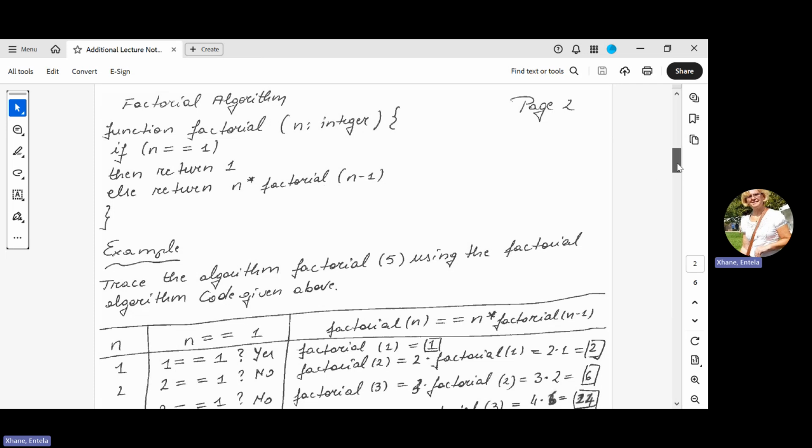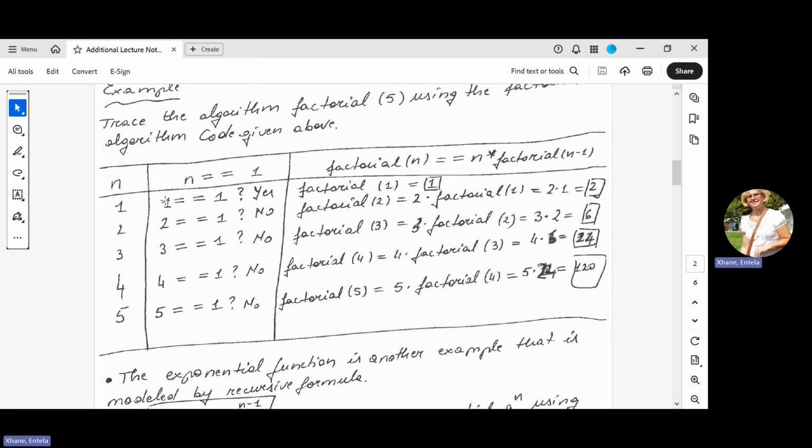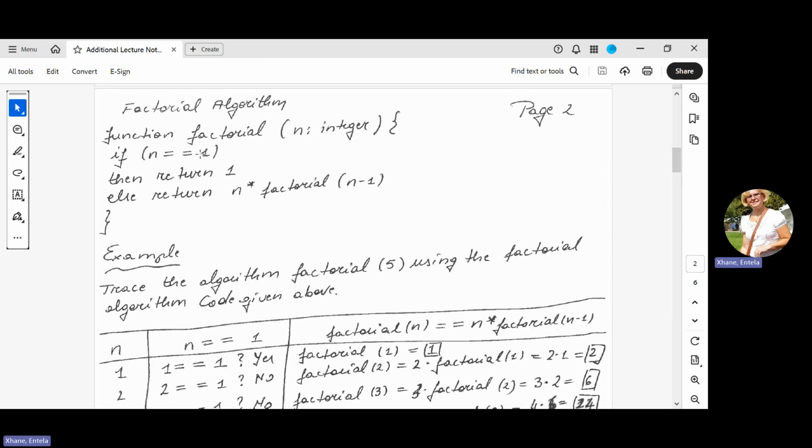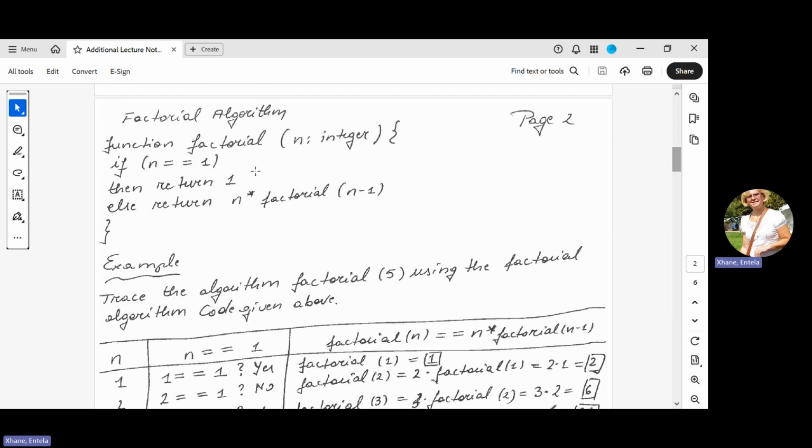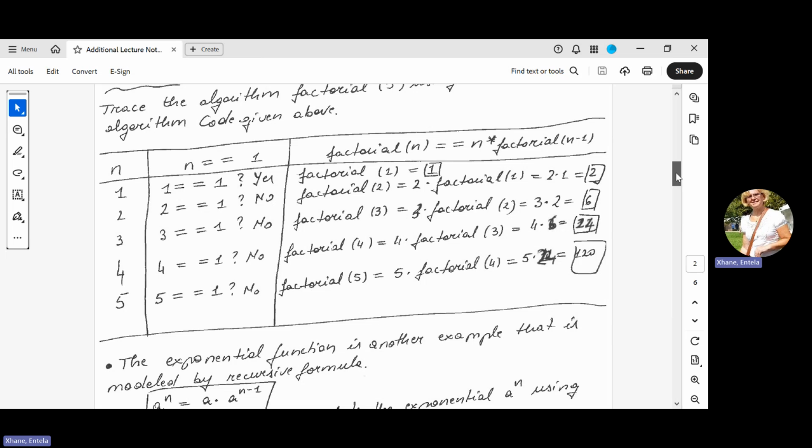So let's start with the initial condition. n is 1. n is obviously equal to 1, so that's a yes. So factorial of 1 is 1, because based on the coding, if n is 1, then return 1. Now, if n is 2, 2 obviously is not the same as 1, so the answer is no. Therefore, factorial of 2, based on the coding, will be computed as the value of n, which is 2, times the factorial of the previous term, which is the factorial of 1, and that is 1. So that is 2 times 1 equals 2.